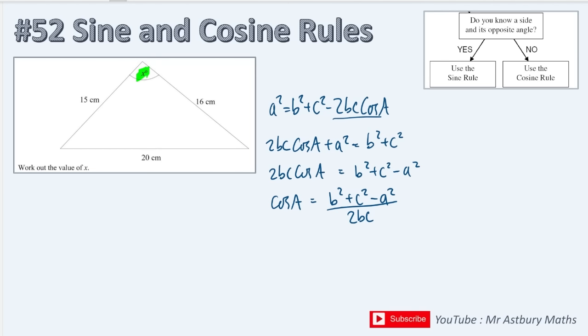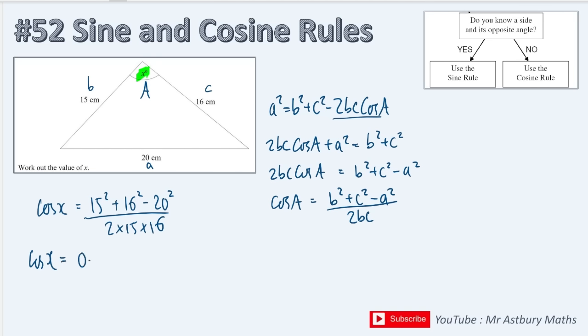So that's the angle I'm looking for, x. I'm going to label that capital A, and then that's going to be little a, and that could be b, and that could be c. So I can write cosine of x is equal to b squared, which is 15 squared, plus c squared, 16 squared, minus a squared, which is 20 squared, all over 2 times 15 times 16, which gives me that cosine x is equal to 0.875. And then to work out x, I need to do cosine to the minus 1 of that value. So I put that into my calculator and I get 80.3 degrees.